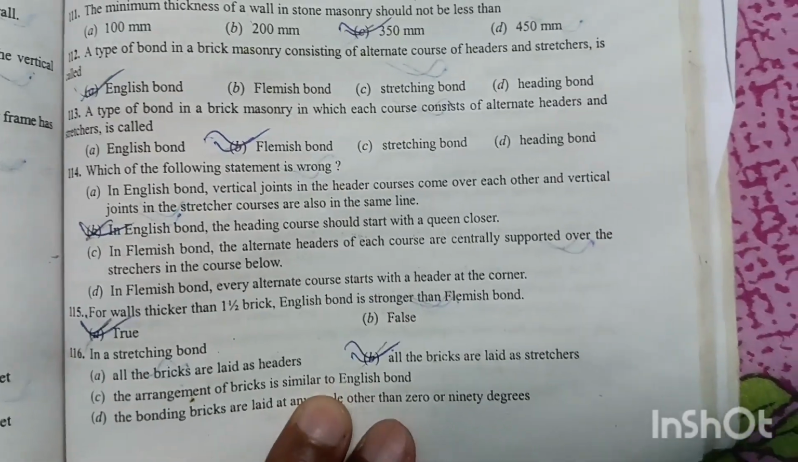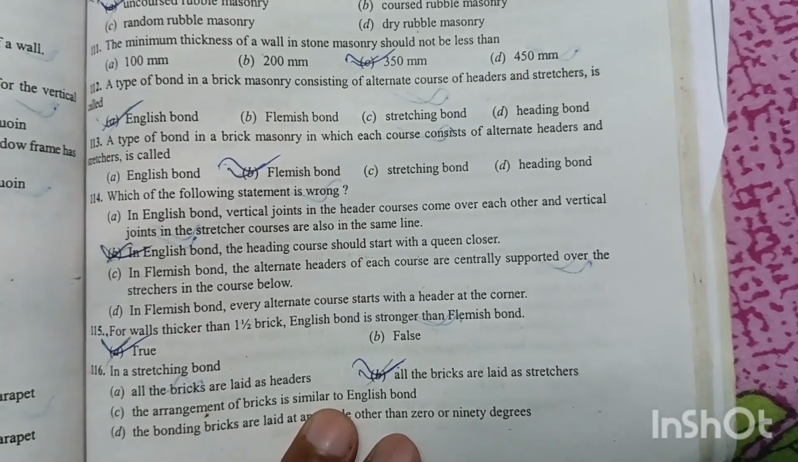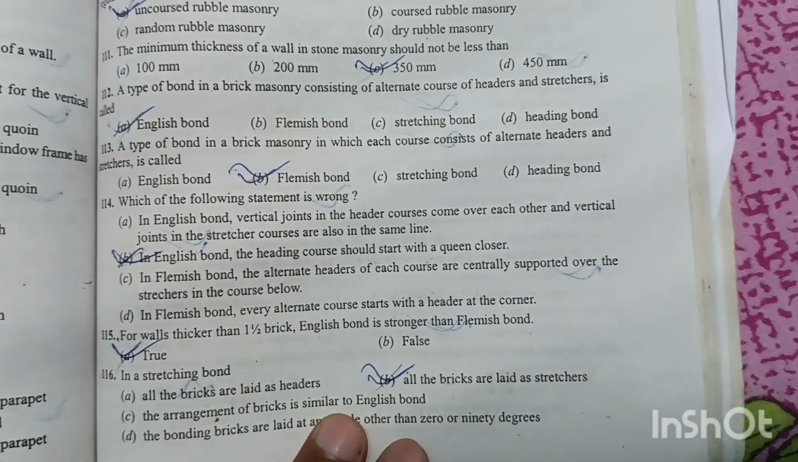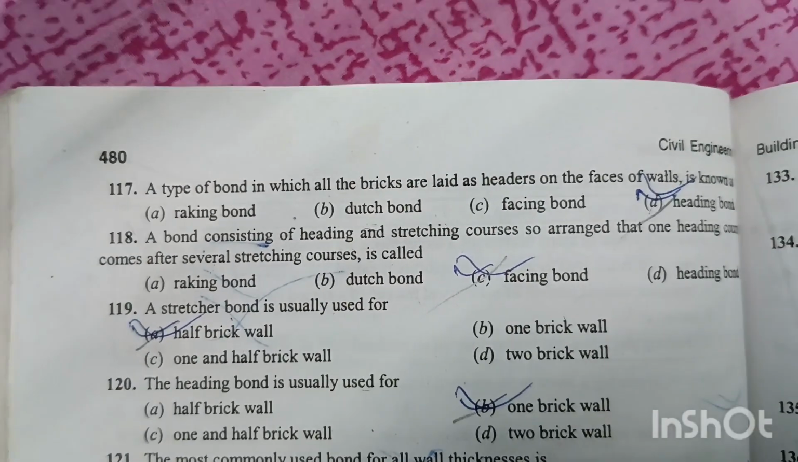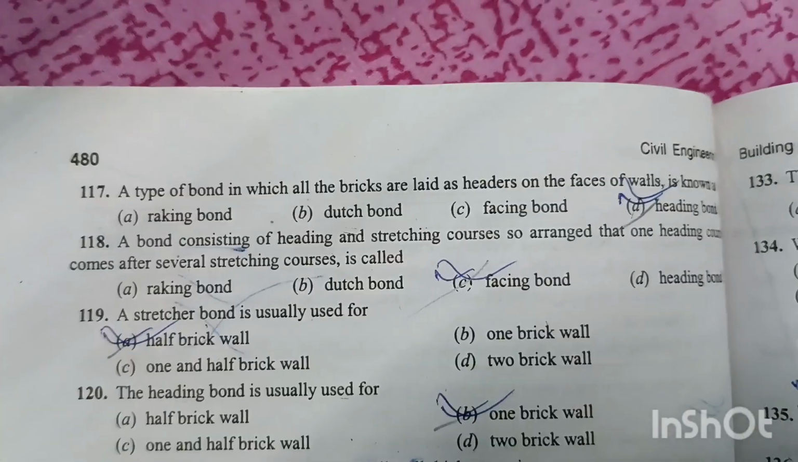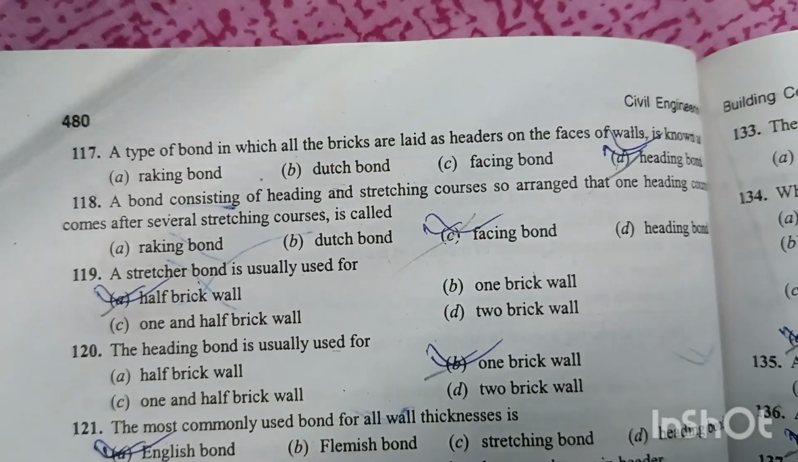True. Question number 116. In a stretcher bond, all the bricks are laid as stretchers. Option B is the right answer. Question number 117. A type of bond in which all the bricks are laid as headers on the face of the wall is known as heading bond. D is the right answer.